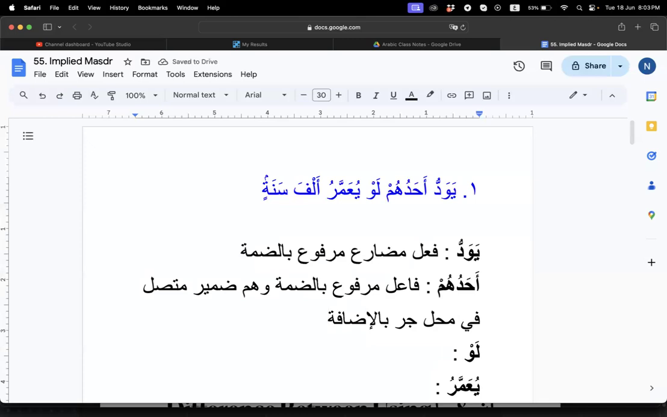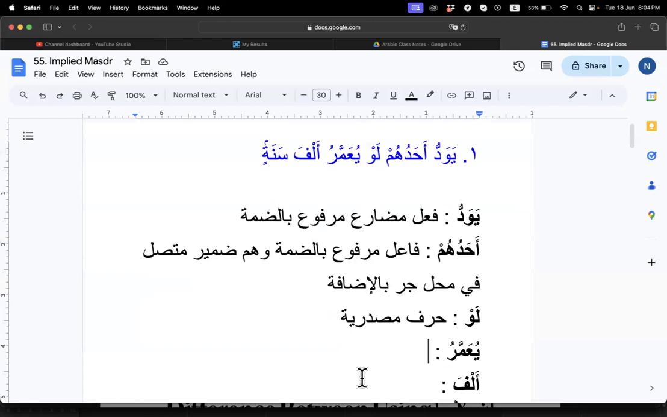And then, lau. Lau is a harf. I don't know what kind of harf this one is, but it's a harf. What is the topic? Harf masdar. Yes. And also I said that lau comes with wada or ya wadu. Whenever you see lau together with this, this must be harf masdariyah, nothing else. And yu'ammaru will be fi'il mudhari, marfu bid dhamma. Is it just mudhari? Anything special about this?